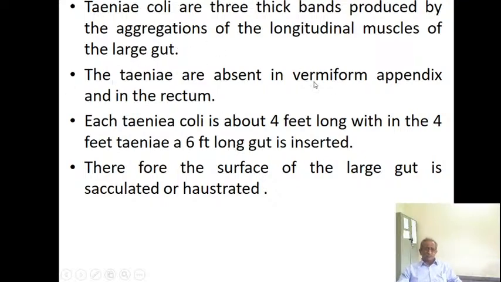Tinea coli are three thick bands produced by the aggregation of the longitudinal muscles of the large gut. Tinea are absent in the vermiform appendix and in the rectum. Each tinea coli is about 4 feet long, and into this 4 feet the 6-foot gut is inserted. So the surface of the large gut is sacculated or haustrated.